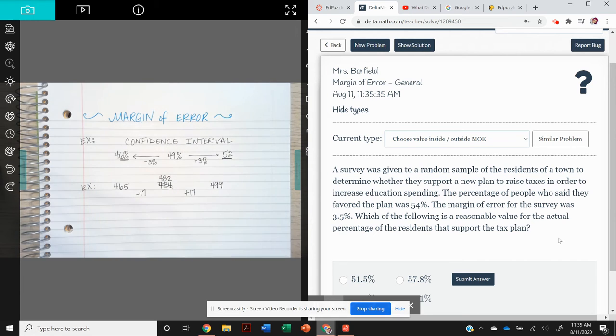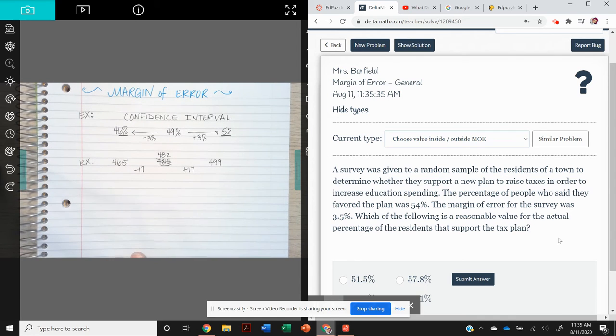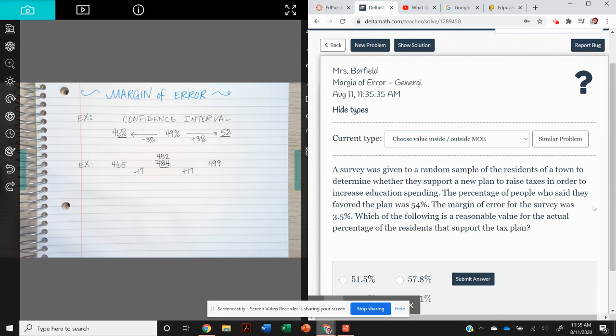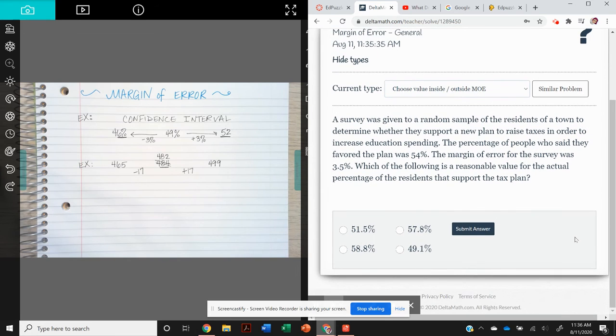All right, so let's look at one more type of problem that I think you'll see in these sets of 5 problems. A survey was given to a random sample of residents of a town to determine whether they support a new plan to raise taxes in order to increase education spending. The percentage of people who said they favored the plan was 54%. The margin of error for the survey was 3.5%. Which of the following is a reasonable value for the actual percentage of residents that support the plan?